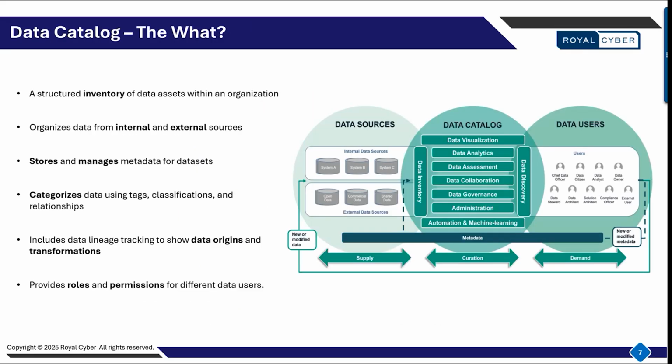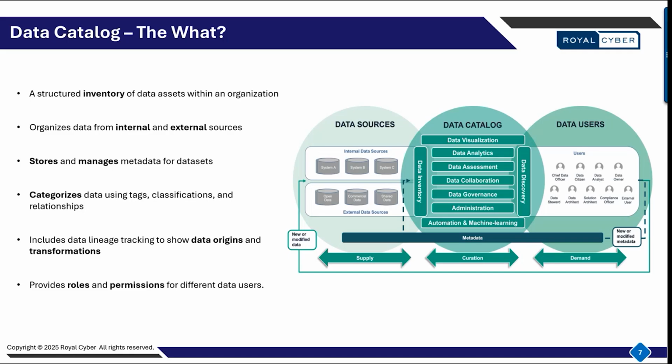Moving on, again, what is a data catalog? Just think of it as a master directory of your organization's data, like a library catalog. You'll find books by title, author, subject. The same applies to a data catalog, which helps you locate data sets across various systems.